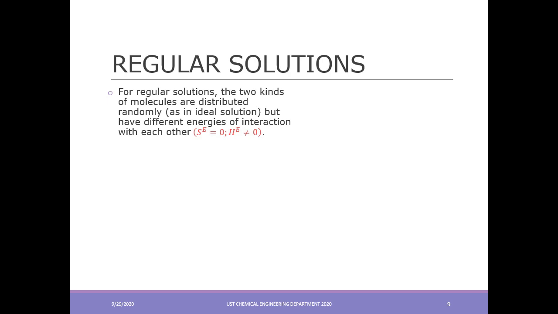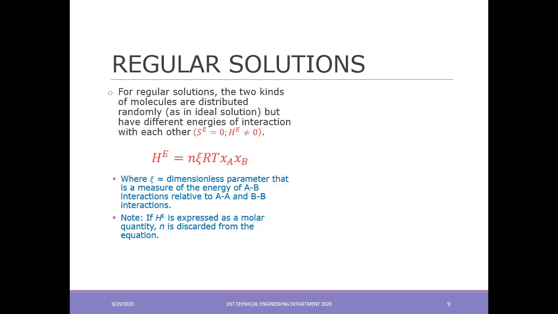Recall that in a regular solution, the randomness of the molecules is the same as that in an ideal solution. This means that the excess entropy SE is zero. But the energies of interactions differ, with the excess enthalpy HE as non-zero. To quantify HE, we assume that it is dependent on composition and is given by the equation HE is equal to total moles times Xi RT times the mole fractions of A and B in the solution.